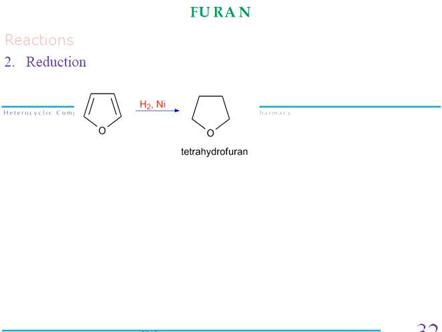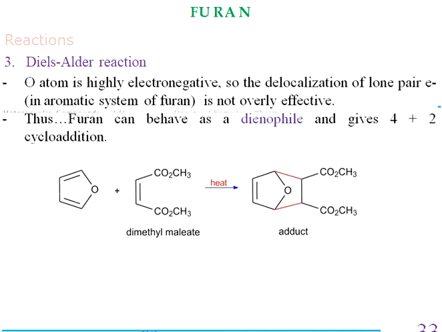Now the next reaction is the Diels-Alder reaction. In the case of the Diels-Alder reaction, we have one diene and one dienophile, which react together to form a 4 plus 2 cycloaddition product.